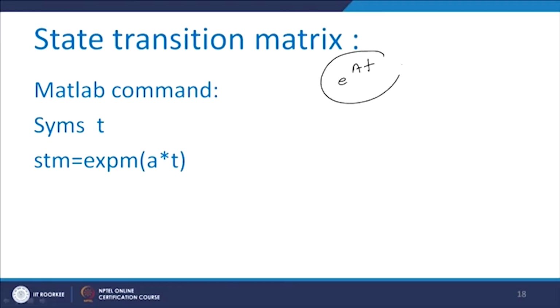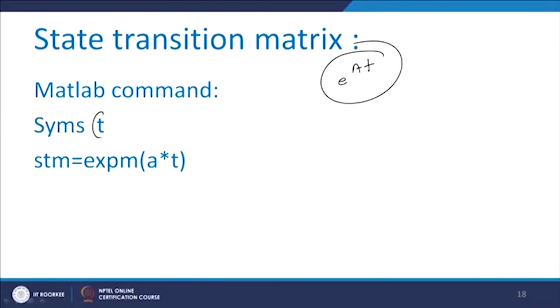Now about the state transition matrix, that is e raised to At. We have seen different methods to get it: the power series method, the Laplace transform approach, the diagonalization method, and also the Cayley-Hamilton theorem. The aim of all these methods is to get the state transition matrix. But again, calculation-wise it is quite difficult, and if you increase the order, it becomes more difficult. Therefore we have MATLAB, where within a single command you can get the state transition matrix.